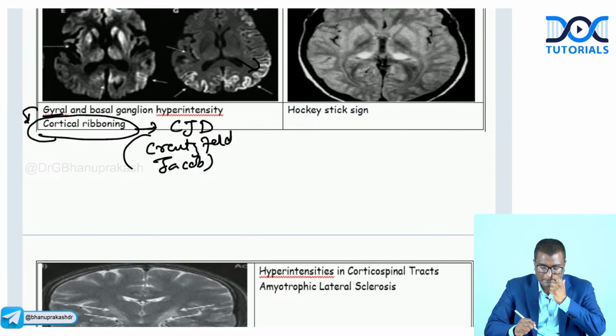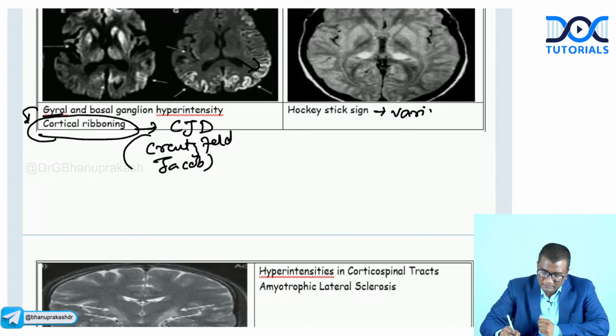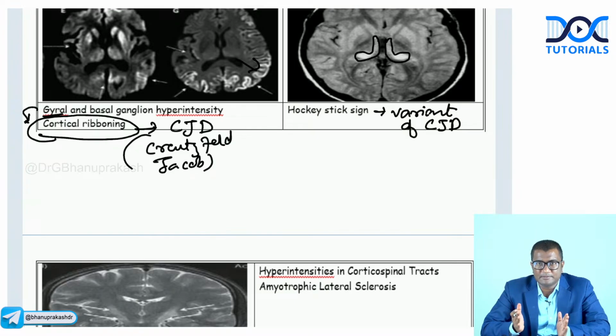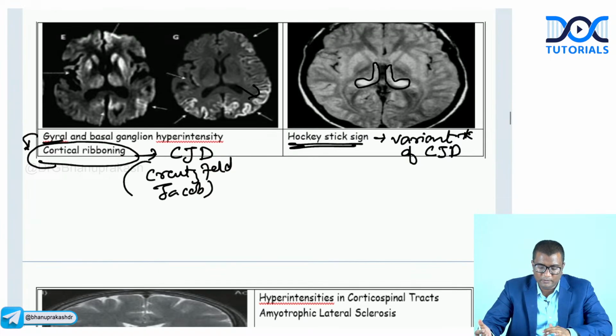And a variant of CJD will involve the medial and posterior part of the thalamus. You know, on either side of the third ventricle, we have the thalamus. So there is a variant of CJD which involves the medial and posterior thalamus, and that produces a hockey stick sign. So hockey stick sign is a feature of variant CJD, whereas cortical ribboning is a feature of CJD.